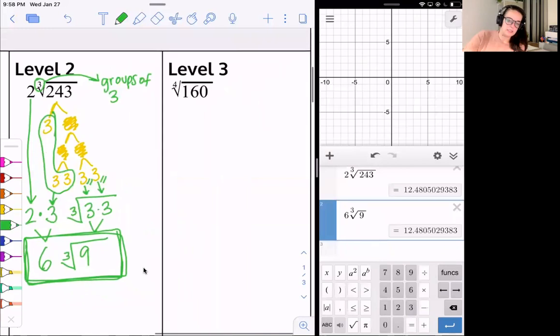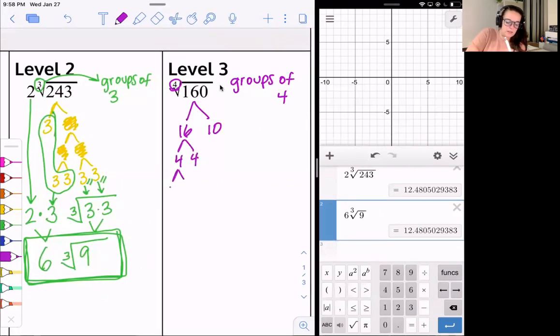All right, we're going to use a similar strategy here. This time we had an index of 3. This next time we have an index of 4. So I'm going to be looking for groups of 4, like 4 of a kind. So 160 is 16 and 10. 16 is 4 and 4. 2 and 2. 2 and 2. These are all used up. 5 and 2 are here. 10 is used up. So I'm looking for 4 of a kind.